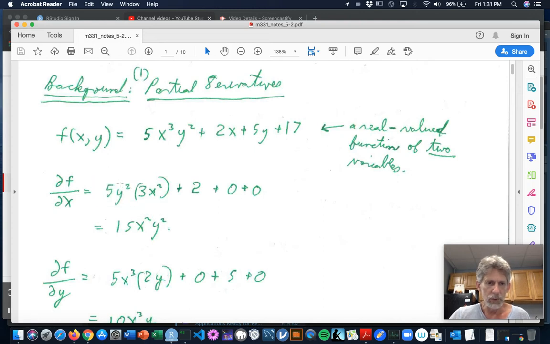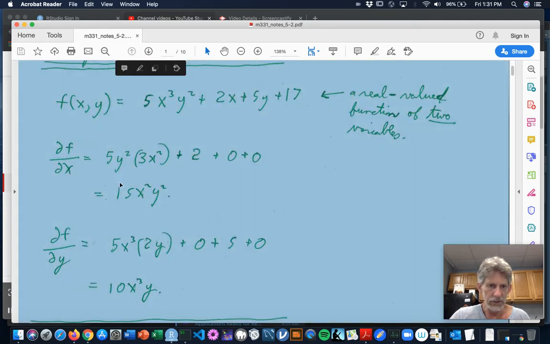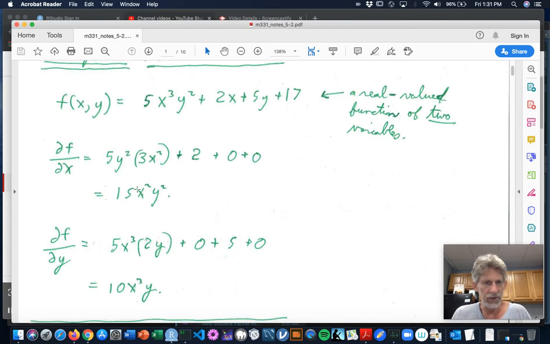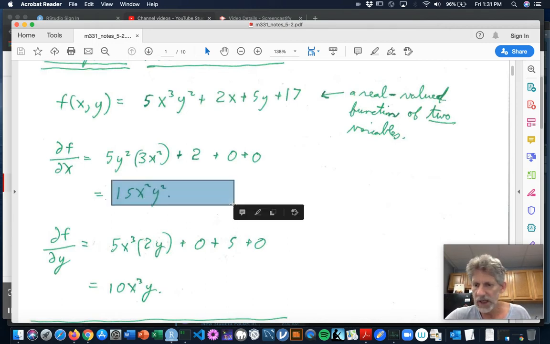And so the constant multiple rule would give us 5y squared times the derivative of x cubed for that term. And the derivative of 2x would be a 2. The derivative of 5y is a 0 because y is a constant, so 5y is a constant. And everybody agrees the derivative of 17 would be 0. So it simplifies down to, whoops, there's a typo. Should be 15x squared y squared plus a 2. Okay. 15x squared y squared plus a 2.